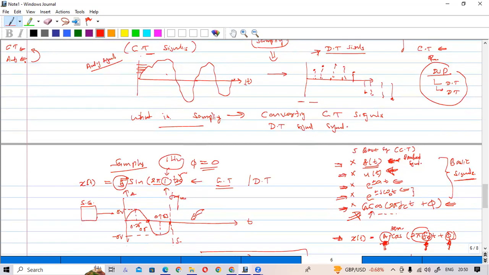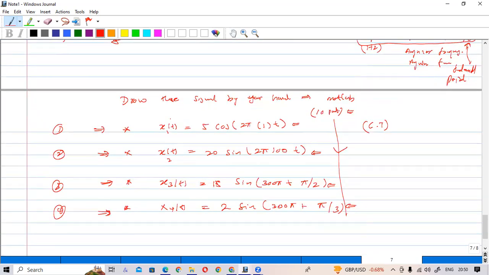We have discussed those things, but to continue, first you should be able to draw continuous time sinusoidal signals, because we are going to sample continuous time sinusoidal signals. So first you should be able to draw them. Please try to draw them as homework and bring it. Okay, we will stop here.